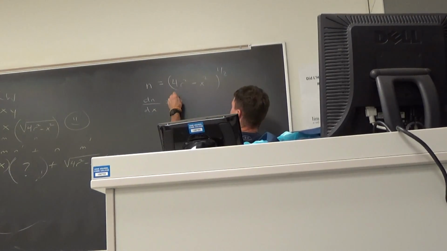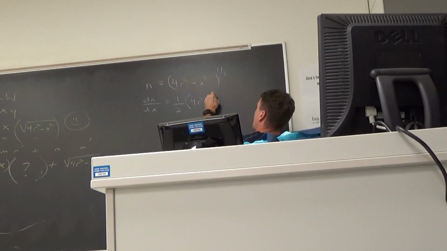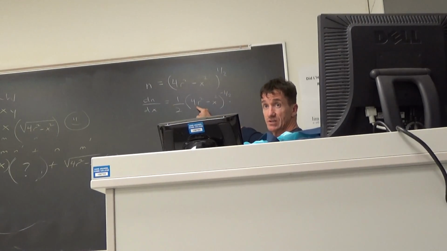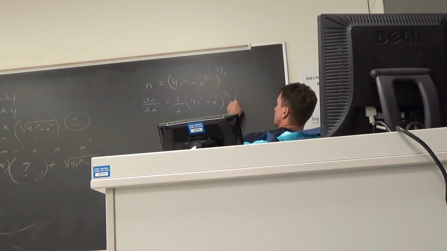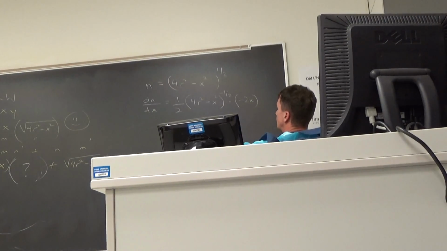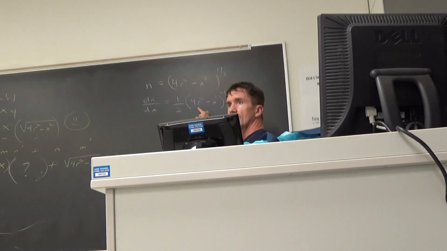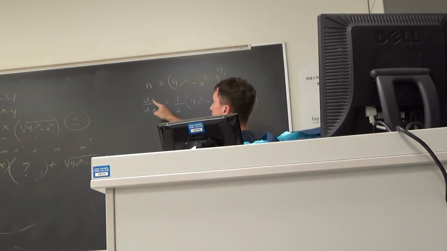So, 1/2 in front. Decrease all this by 1. Chain rule. The derivative of this would be 0. We're thinking of that as just some constant radius. Minus 2x. Minus 2x. Now, is anything sweetened up there? You can cancel out the 2 right there.